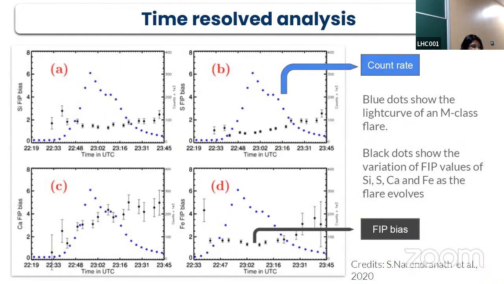For example, Sharma et al. in 2020 carried out time resolved analysis of higher class of flares using SMART-1 XSM, Chandrayaan-2 XSM, and MESSENGER. These are the plots from that. They studied the evolution of FIP bias for low FIP elements and saw that the FIP bias varies as the flare evolves. For example, in the pre-flare phases, the FIP bias is 3 to 4, while at the peak it comes down, and again during the decay phases it goes up.